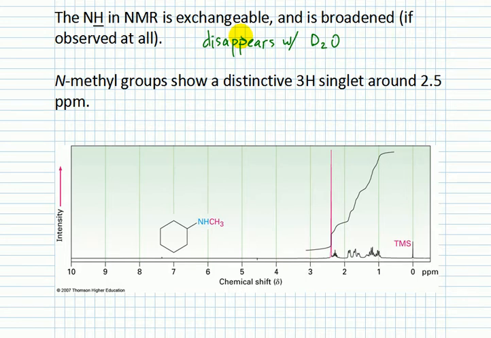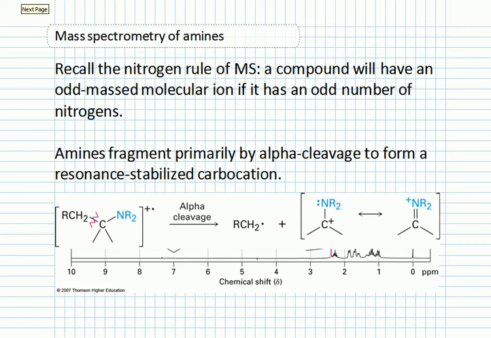If we have an N-methyl, that's a distinctive 3-hydrogen singlet that'll be around 2.5. So it's a little further downfield than the methyl ketone. Remember, we said that's a 3H singlet at around 2, so 2.5 or so is an indication of an N-methyl group. That's really about all the unique things that we can tell by NMR. Of course, everything we already have learned about triplets and doublets and singlets and so on still applies.